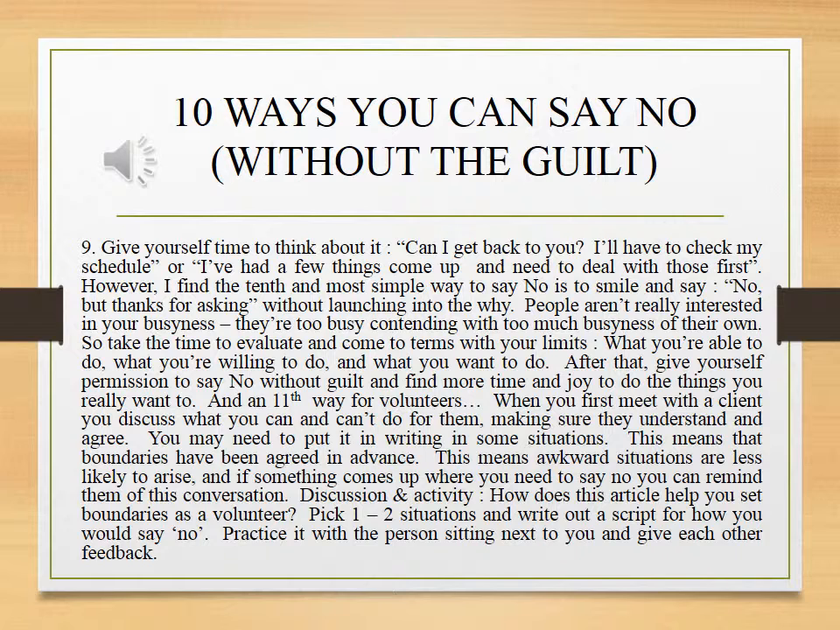This means that boundaries have been agreed in advance. This means awkward situations are less likely to arise. And if something comes up where you need to say no, you can remind them of this conversation. Discussion and activity. How does this article help you set boundaries as a volunteer? Pick one to two situations and write out a script for how you would say no. Practice it with the person sitting next to you and give each other feedback.